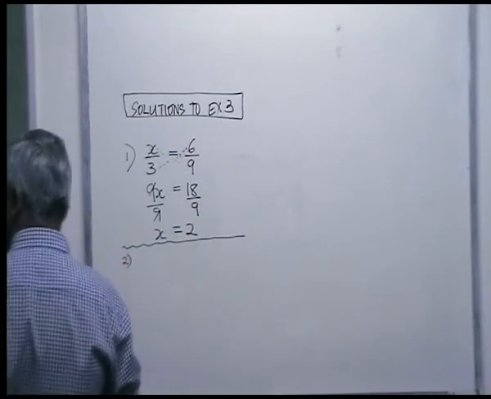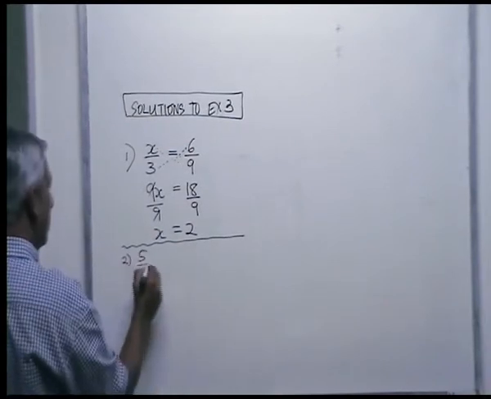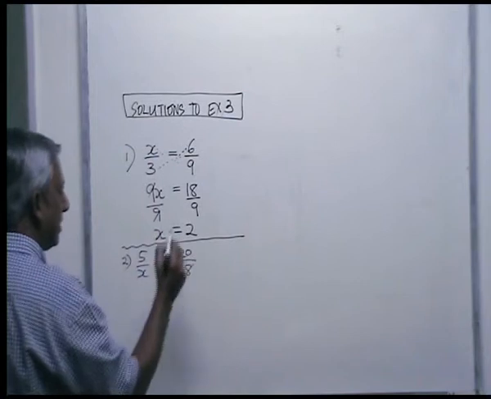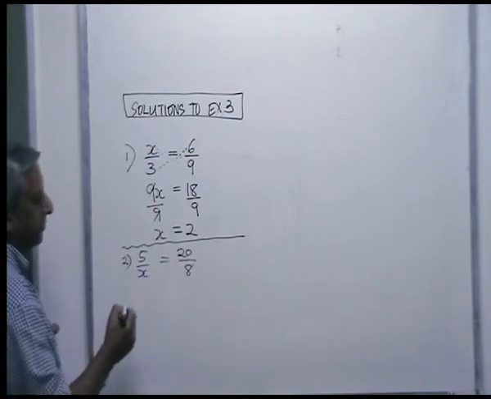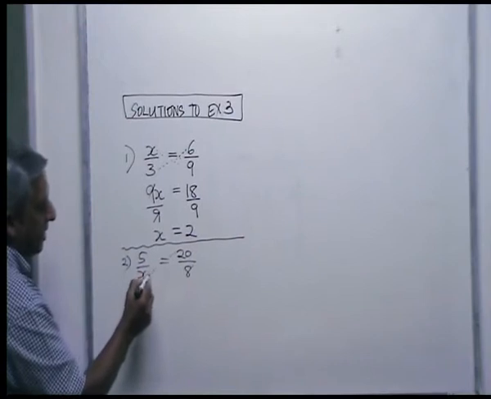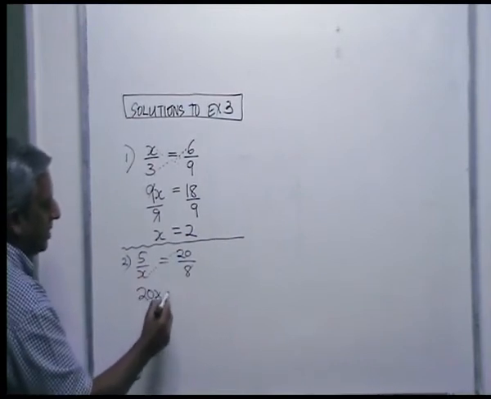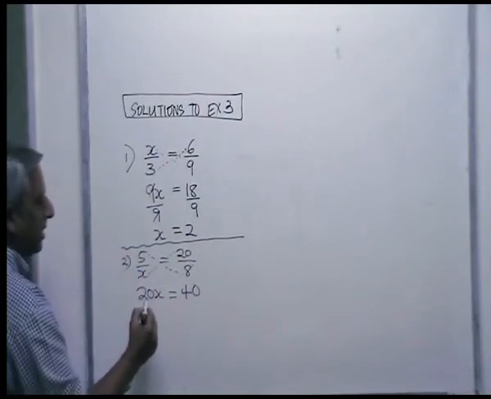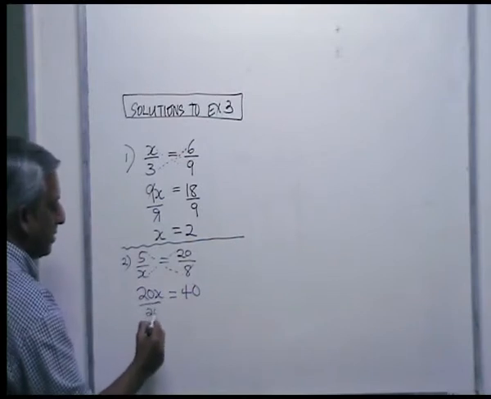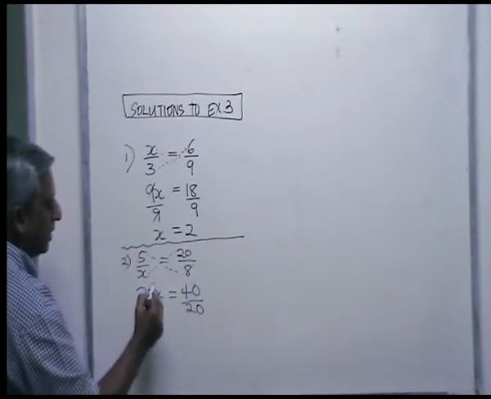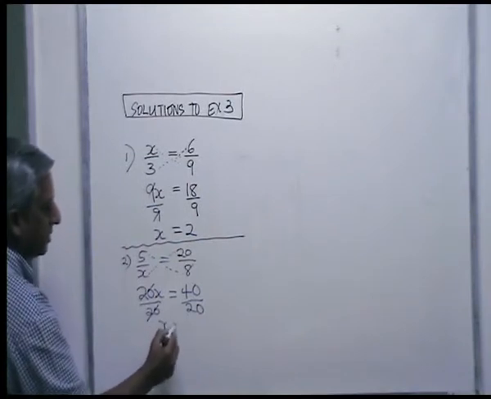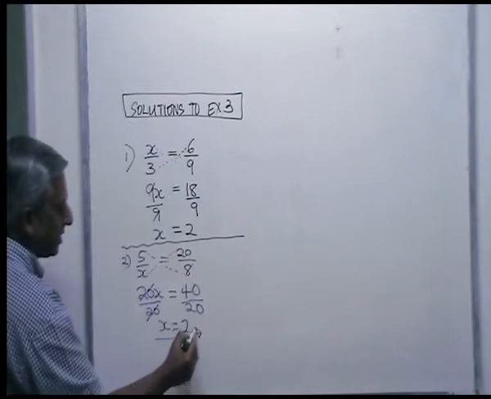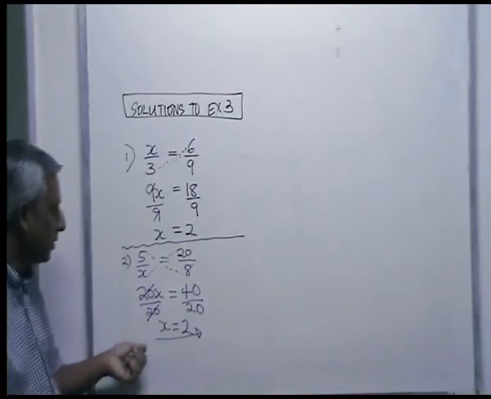Let's do number 2. The question for number 2 was 5 over x is equal to 20 over 8. Once again, I cross multiply. 20 times x is 20x is equal to 5 times 8, 40. So I divide both sides by 20. 20 divided by 20 gives you x. 40 divided by 20 is 2. So the final answer is x is equal to 2.